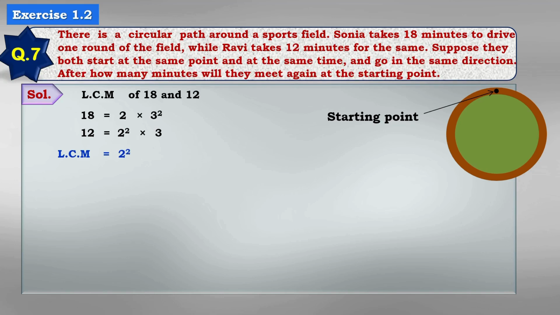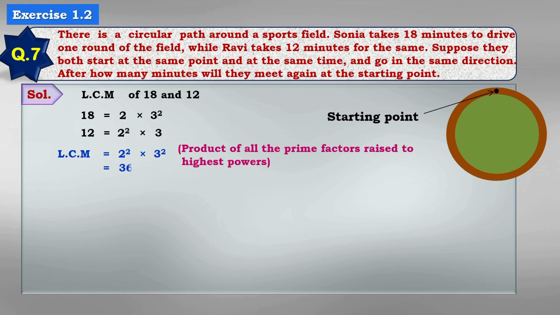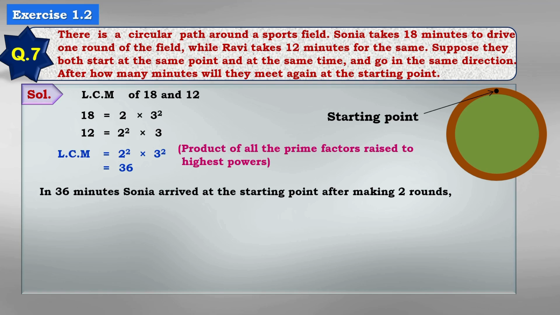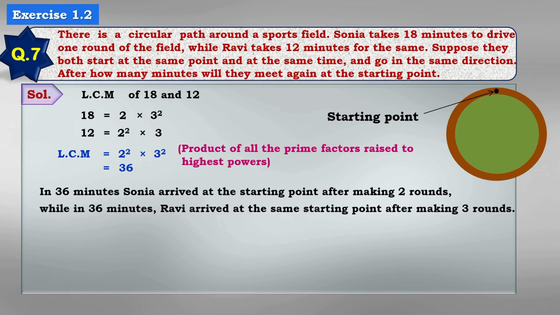So LCM will be the factors with the highest power. So 2 to the power 2 into 3 to the power 2, that is equal to 36. So in 36 minutes, Sonia arrived at the starting point after making 2 rounds, while in 36 minutes, Ravi arrived at the same starting point after making 3 rounds. So hence they meet each other at the starting point after 36 minutes.